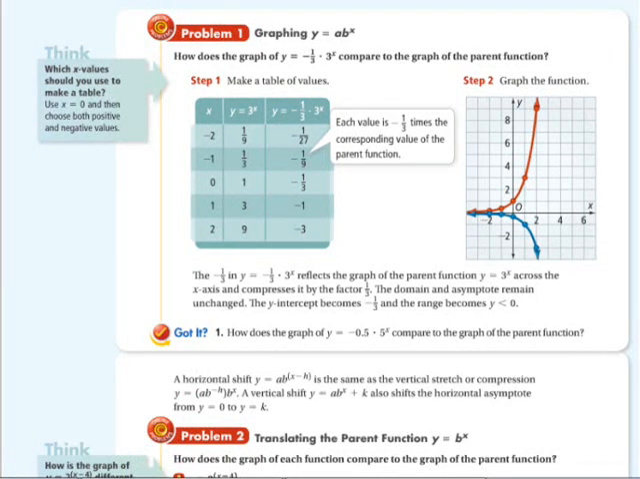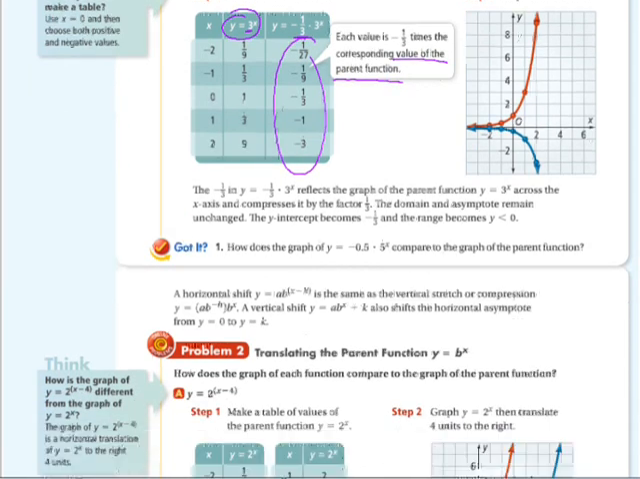How to graph these? How does the graph of y equals negative 1/3 times 3 to the x compare to that of the parent function? So the easiest way to look at it is just to make a table of values. You can do this by hand, or you can do it in your calculator. We've been practicing doing that in our calculator some. So each value now is negative 1/3 times the corresponding value of the parent function. So what we do is we look at the parent function with whatever value we have there, and then we look at, well, what does it look like now that we're multiplying each thing by negative 1/3?